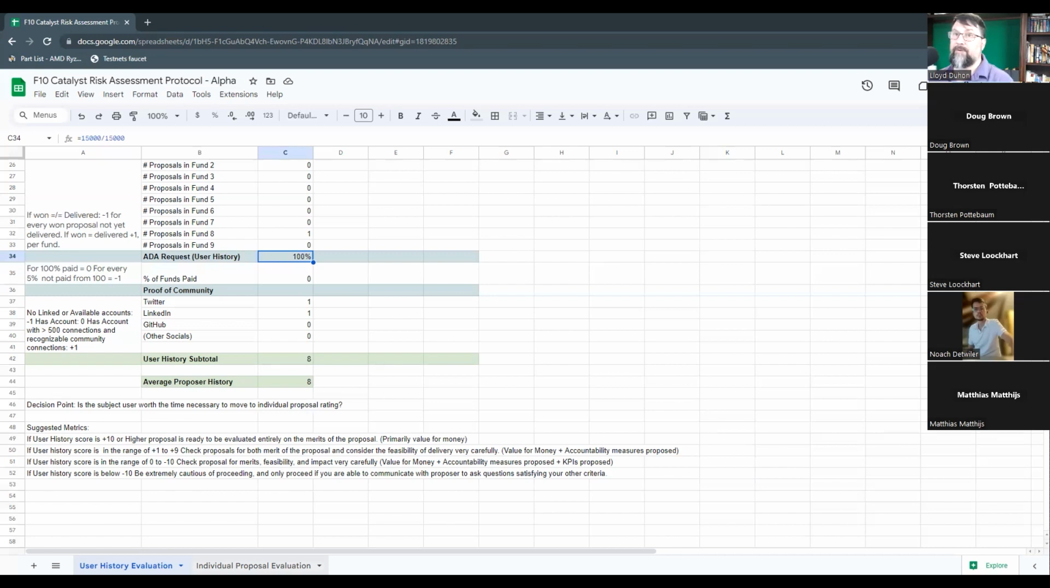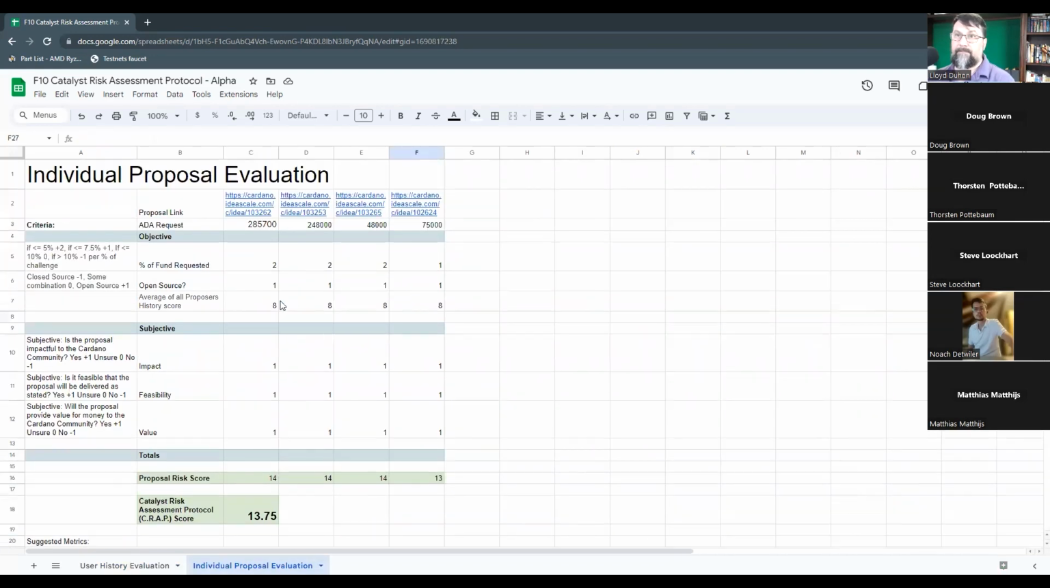So let's move into the individual proposal evaluation at this point. Now this one's short still. This is one where I'm hoping again for some more good feedback, because I'd like to find some more subjective measures and also potentially some more objective measures that we can find. So this is relatively simple. You put the ADA requested in here, and you check the % of the fund requested.